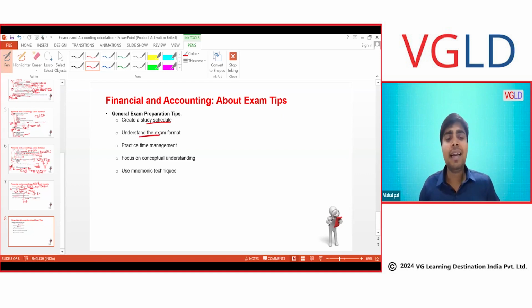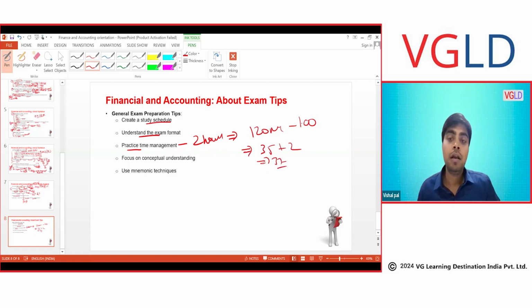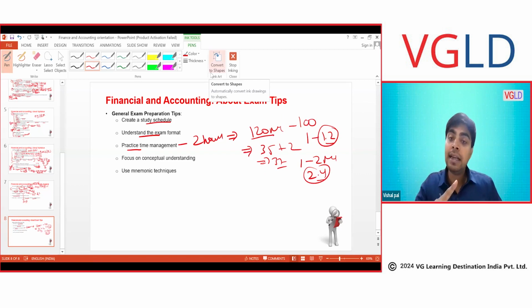Again, understand the exam format, which I just explained, section A, section B, and practice time management. One important tip: it is a 2-hour exam. So you have 120 minutes and the paper is 100 marks. At the end, you would be completing 35 plus 2, that is 37 questions. Now you have basically 120 minutes, so for each mark, you need to give maximum 1.2 minutes. So if one question is 2 marks, the maximum time you should allocate is 2.4 minutes, not more than that. If you exceed this 2.4 minutes, you will lose time on completing the rest of the questions.